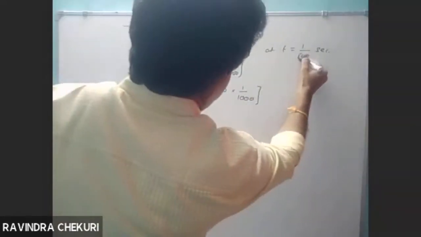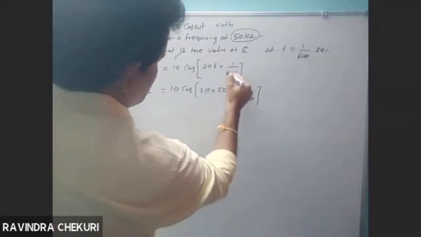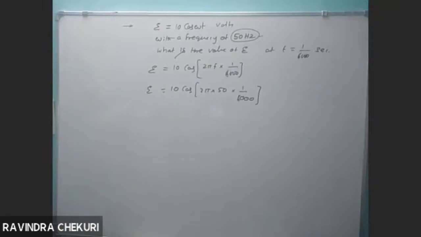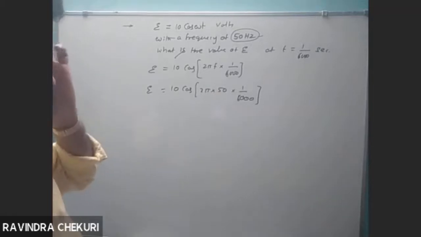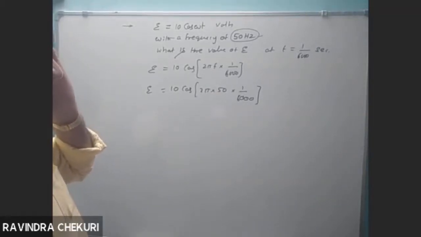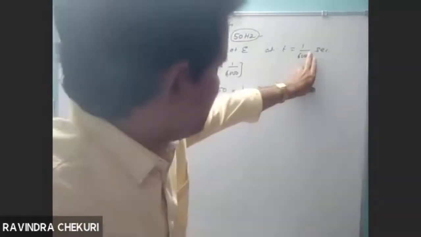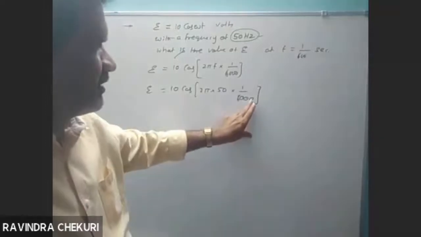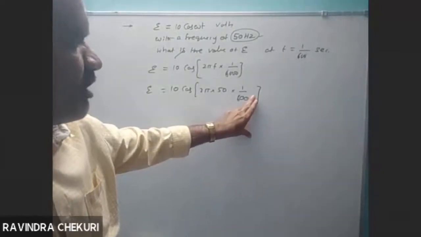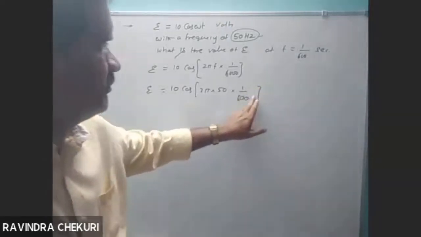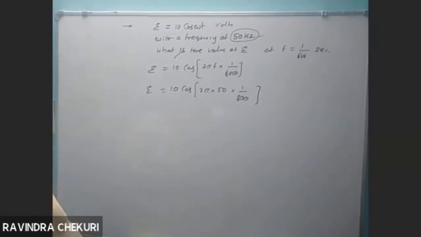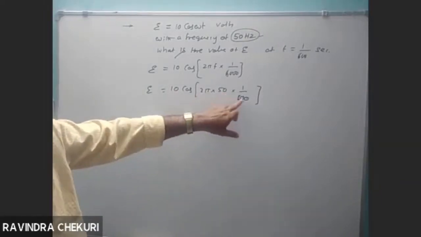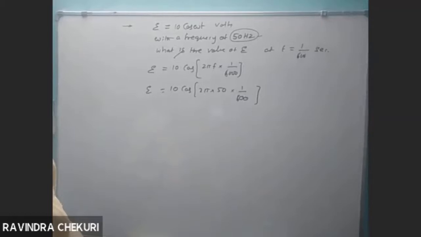Otherwise, for your convenience, if it is 6000, what is the value? 2 into 50, 100, by 6000, it becomes pi by 6, which is 30 degrees. Cos 30 is root 3 by 2, so 5 root 3. Otherwise, cos remains as cos for unknown values. For known values it is possible to estimate this.